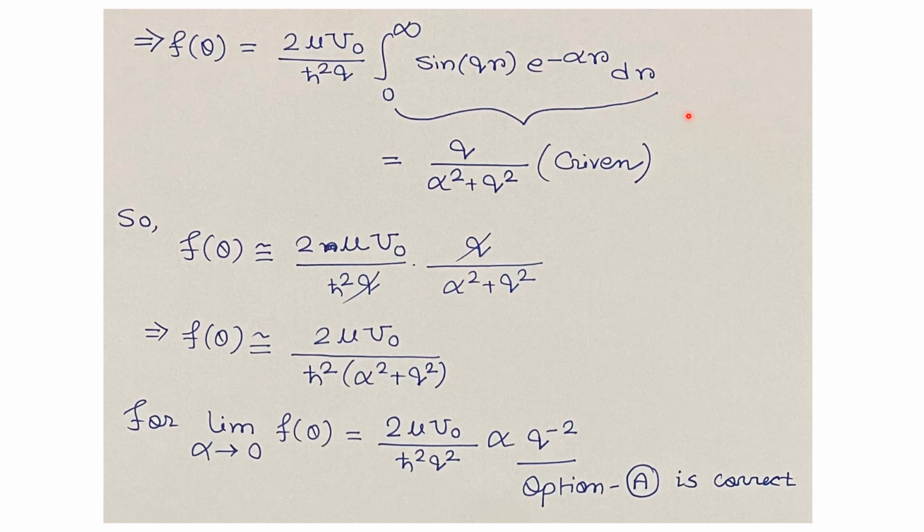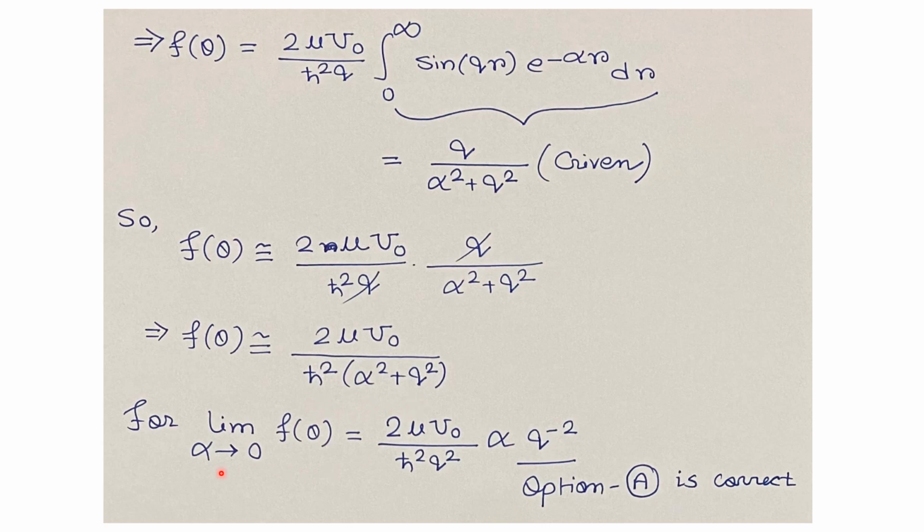Now it is given in the question that the integration from 0 to infinity of sine qr e to the power minus alpha r dr equals q by alpha square plus q square. So we'll use this result here. Then we'll get f as a function of theta equal to 2 times mu times U naught by h bar square q times q by alpha square plus q square. So q and q will get cancelled out from the numerator and denominator. Finally, we'll get f as a function of theta for that given potential equal to 2 times mu times U naught divided by h bar square times alpha square plus q square.